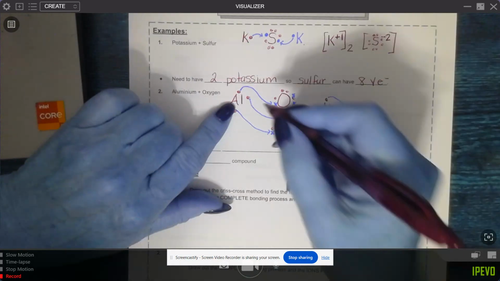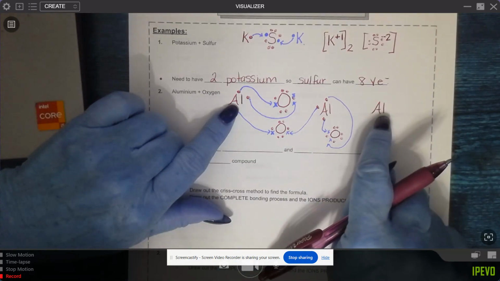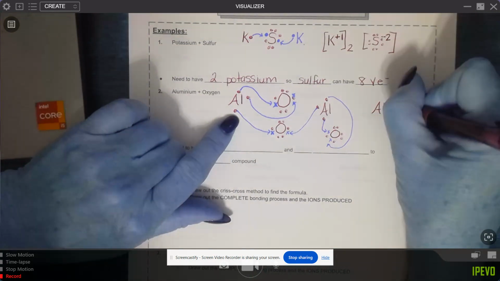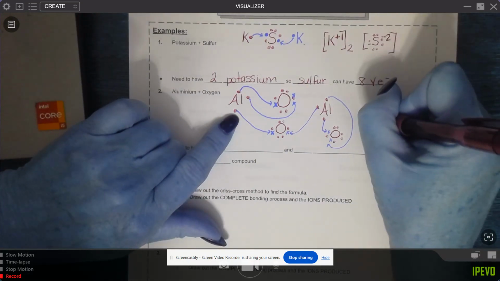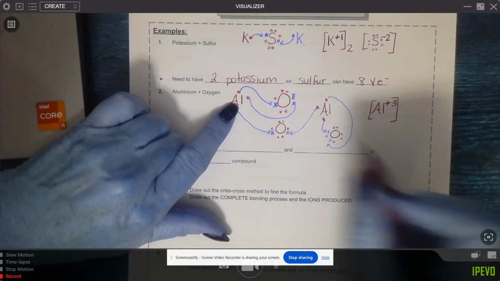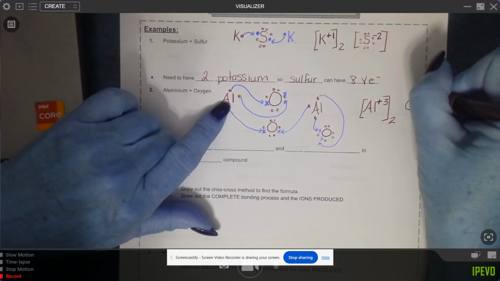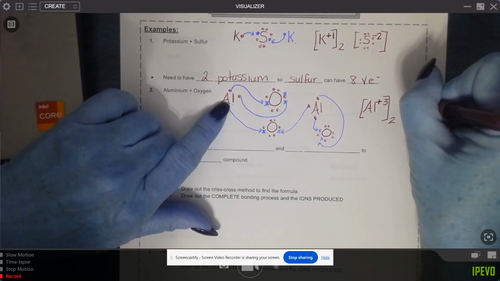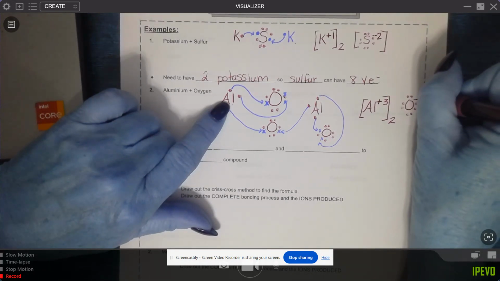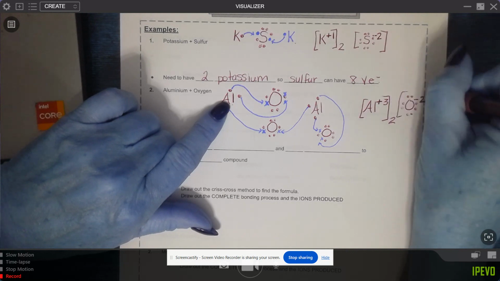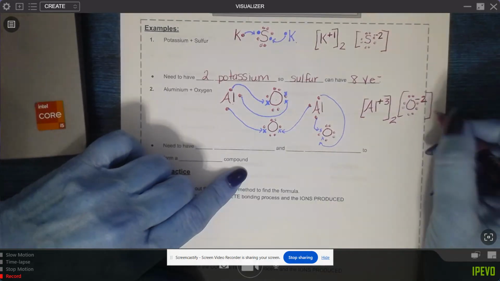What I need to see in the end is aluminum with no valence electrons. Since it gave away 3, it's going to have a +3 charge. Now, the cool thing about these brackets is if I write the brackets, I can just count. I have 1, 2 aluminum, so I'm just going to put a little subscript 2 there. And then oxygen has 8 valence electrons now. Each oxygen took 2 electrons, it gained 2, so each oxygen is going to have a -2 charge. And if you count, I have 1, 2, 3 oxygen.